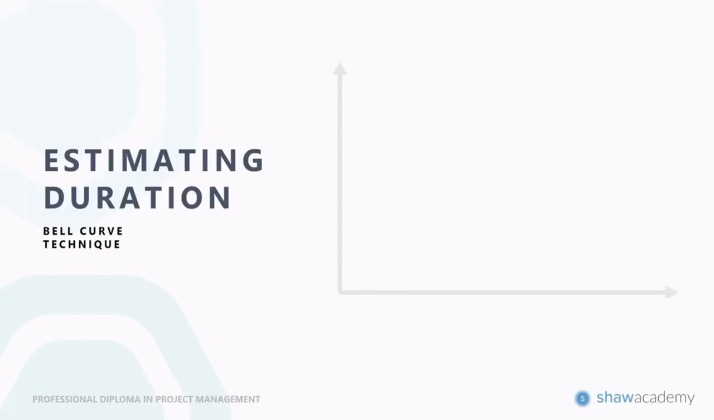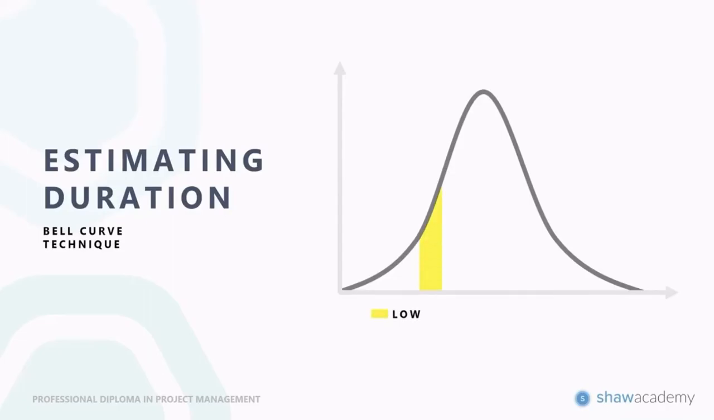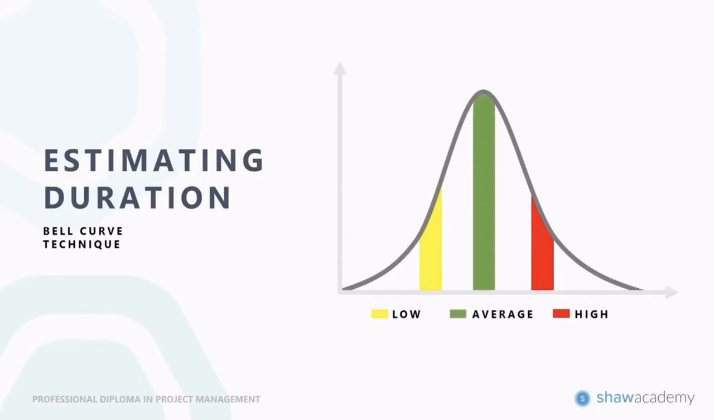The first thing you'll notice is we've got an X and a Y axis, and we've got our bell curve shape, which gives it its name, that it looks like a bell. The first thing we want to do is identify the lowest outcome and the highest outcome, and once we've got those, we can then identify our average.